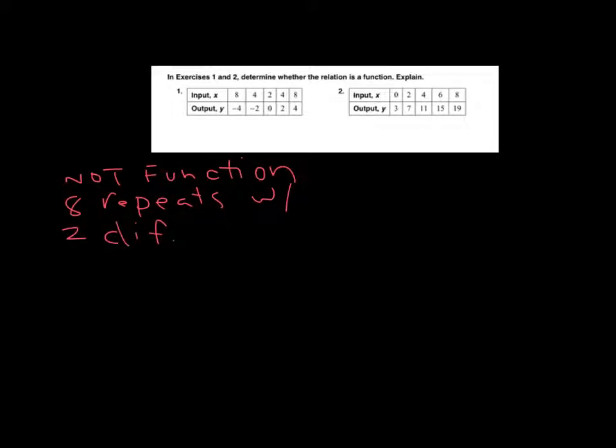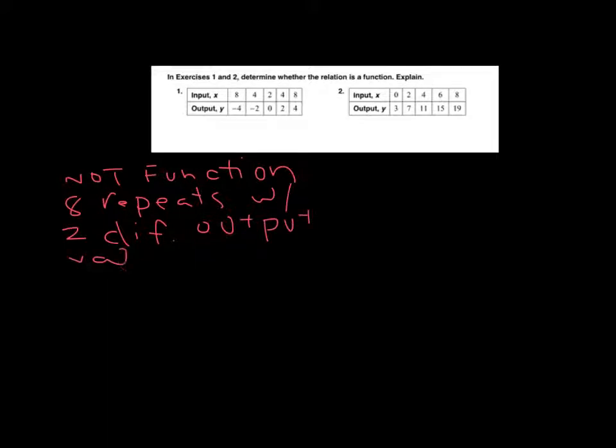So I can see that I have x values repeating, and they're repeating with different y's. Therefore, for number 1, this is not a function. It's not a function because we have x values repeating with different y values. Okay? More specifically, 8 repeats with 2 different outputs. So does 4.